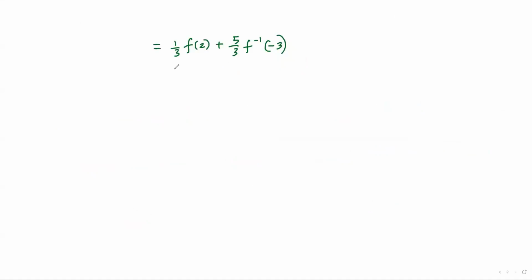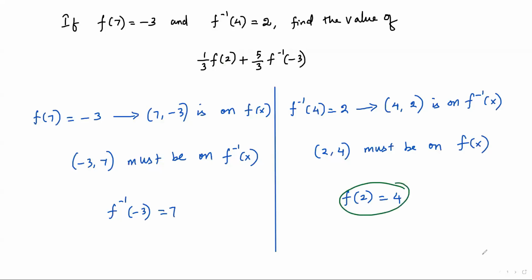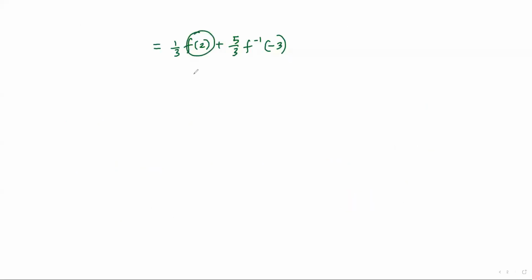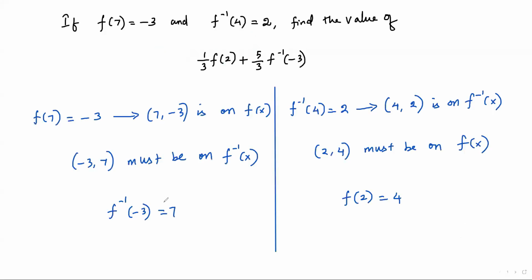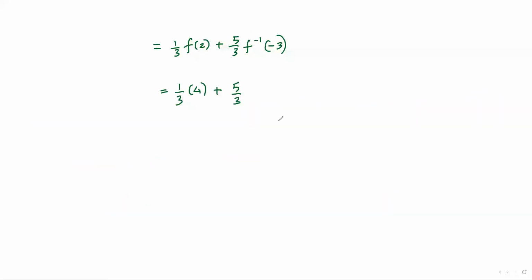Here we have the given expression. We have to find the value of this expression. On the previous page, I got the value of f of 2, that is 4. So I can plug in 4 for f of 2. So I get 1/3 times 4, plus 5/3. And also on the previous page, I got the value of f inverse of negative 3, that is 7. So I can plug in 7 for f inverse of negative 3. So 1 times 4 is 4, so 4 over 3, plus 5 times 7 is 35 over 3.